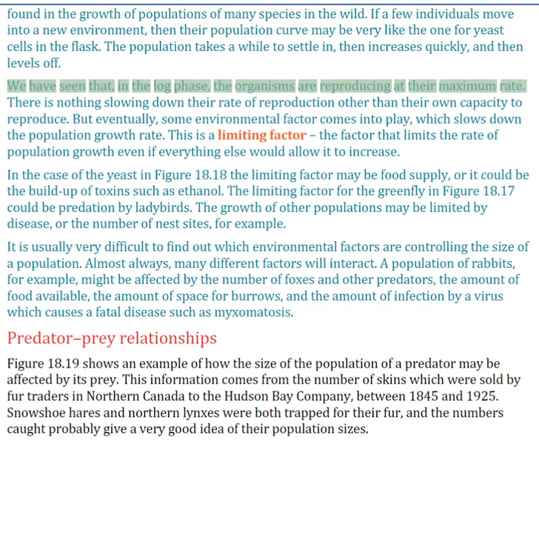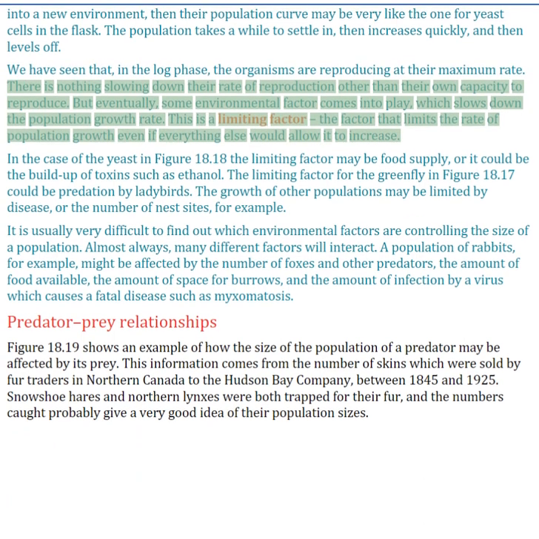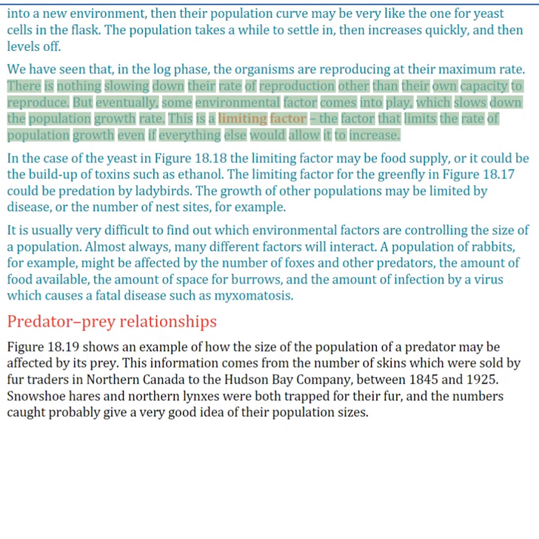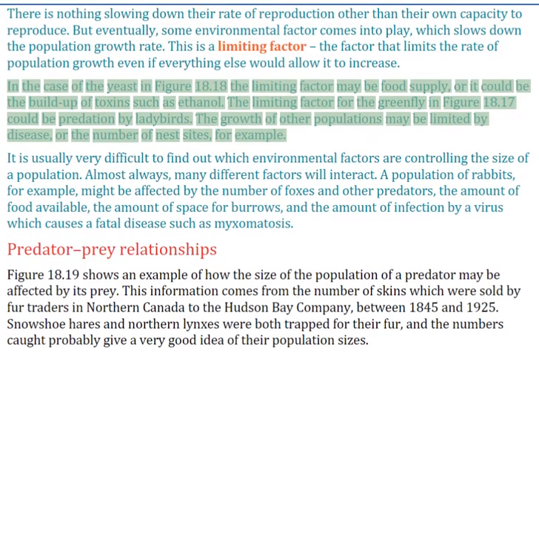We have seen that, in the log phase, the organisms are reproducing at their maximum rate. There is nothing slowing down their rate of reproduction other than their own capacity to reproduce. But eventually, some environmental factor comes into play which slows down the population growth rate. This is a limiting factor, the factor that limits the rate of population growth even if everything else would allow it to increase. In the case of the yeast in Figure 18.18, the limiting factor may be food supply, or it could be the buildup of toxins such as ethanol.